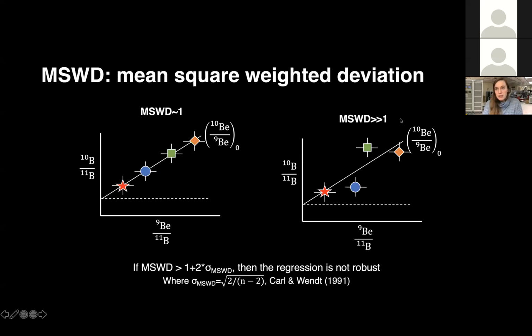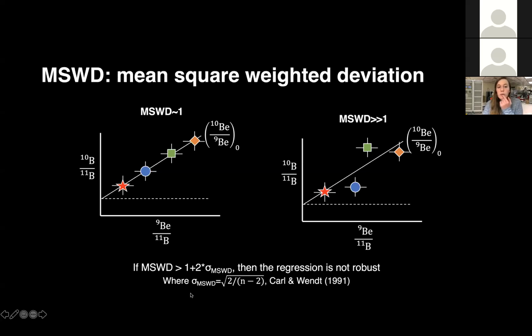If the MSWD is much greater than 1, that means there's quite a lot of scatter in the data and the error bars do not really overlap the regression line for all the data points. So in this case, an MSWD of 1, I would consider a valid regression, whereas this regression is not very robust. If the MSWD is too high, that indicates that there's less than a 5% likelihood that the regression is consistent with a line.